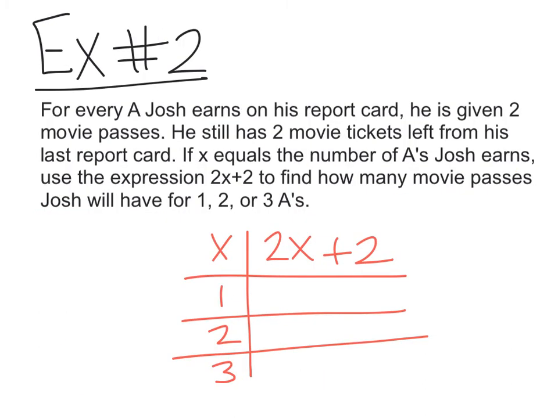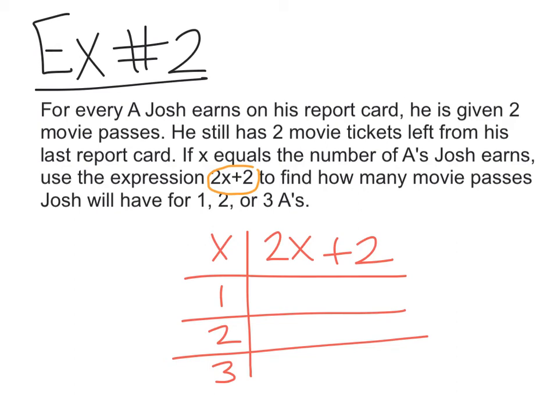Example 2. For every A Josh earns on his report card, he's given 2 movie passes. He still has 2 movie tickets left from his last report card. If x equals the number of A's Josh earns, use the expression 2x plus 2 to find how many movie passes Josh will have for 1, 2, or 3 A's. So we have 2x because he gets 2 movie tickets for every A that he gets. And we're trying to figure out how many A's he's going to get with the 1, 2, and 3. And then the plus 2 just comes from the 2 movie tickets that he already saved.